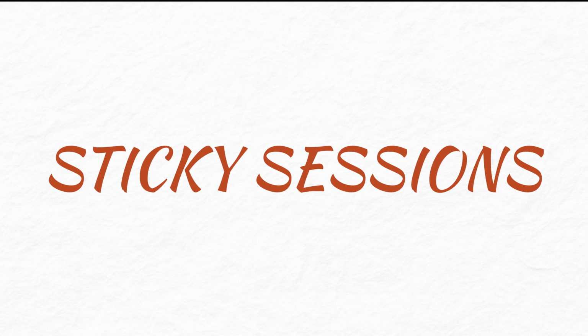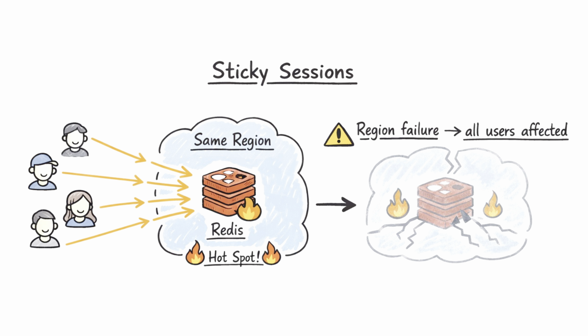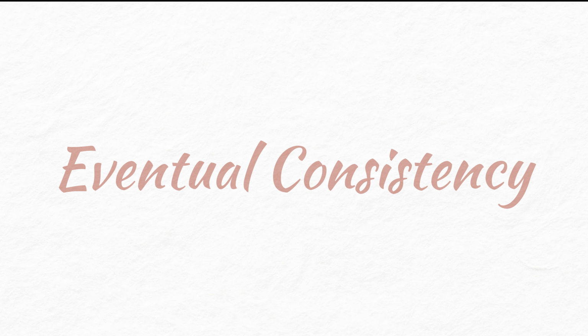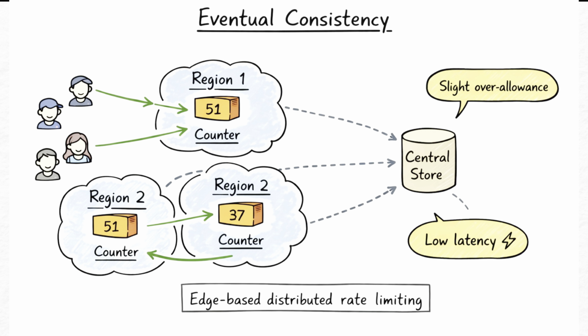Now coming to approach 1, sticky sessions. Always route a user to the same region. One Redis sees all traffic, and it works until that region goes down. It also creates hotspots. Approach 2, eventual consistency. Each region tracks its own count and periodically syncs to a central store. You accept slightly over allowance in exchange for low latency.